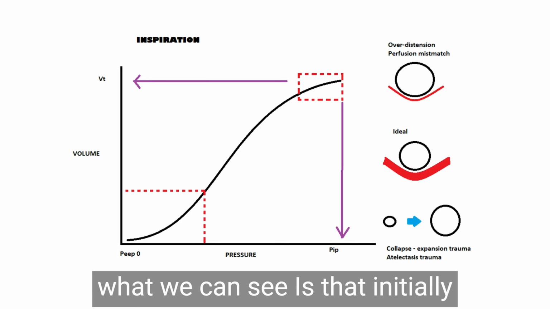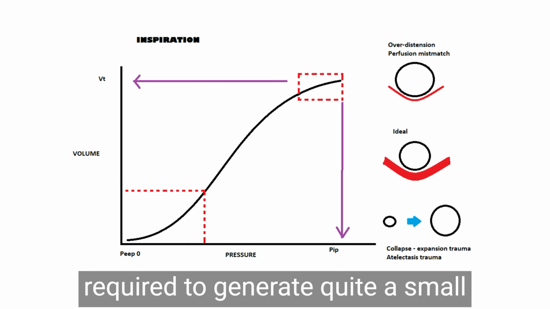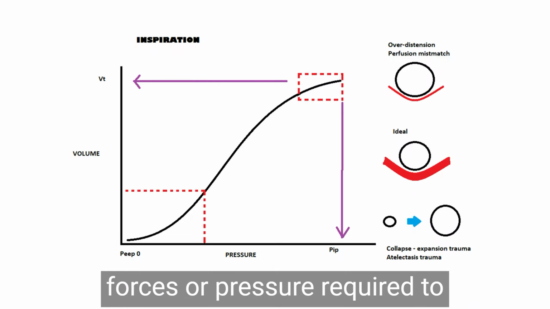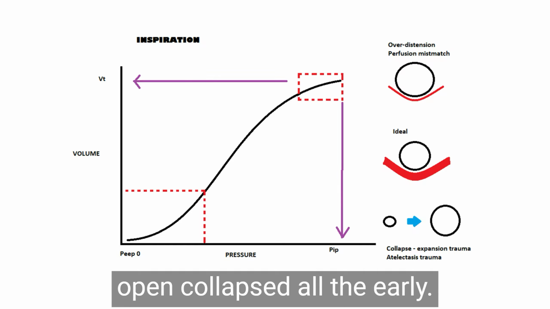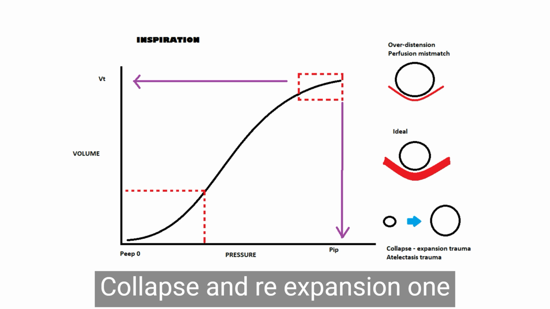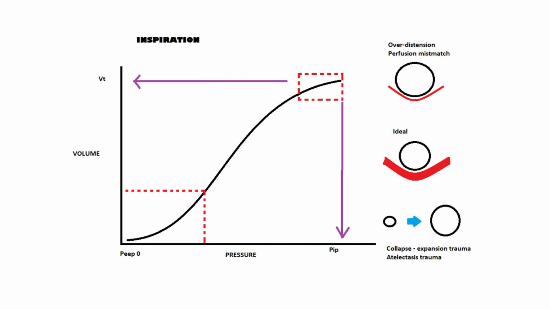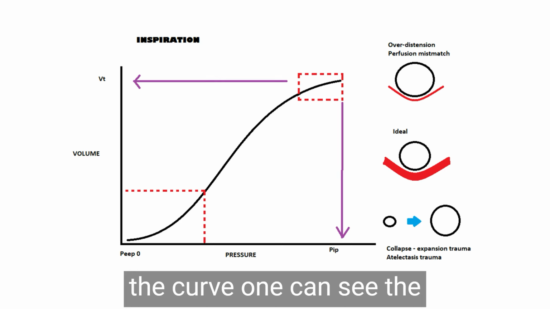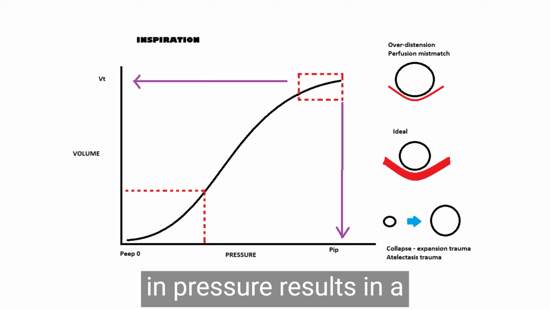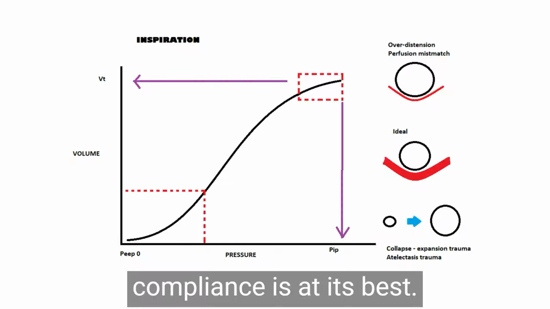what we can see is that initially a substantial pressure is required to generate quite a small volume increase in the lungs. And this is because of the forces or pressure required to open collapsed alveoli. And in this process of repeated collapse and re-expansion, one can cause atelectrauma. Then in the middle part of the curve, one can see the curve is almost linear, and a relatively small increase in pressure results in a substantial increase in volume. So this is where our lung compliance is at its best.